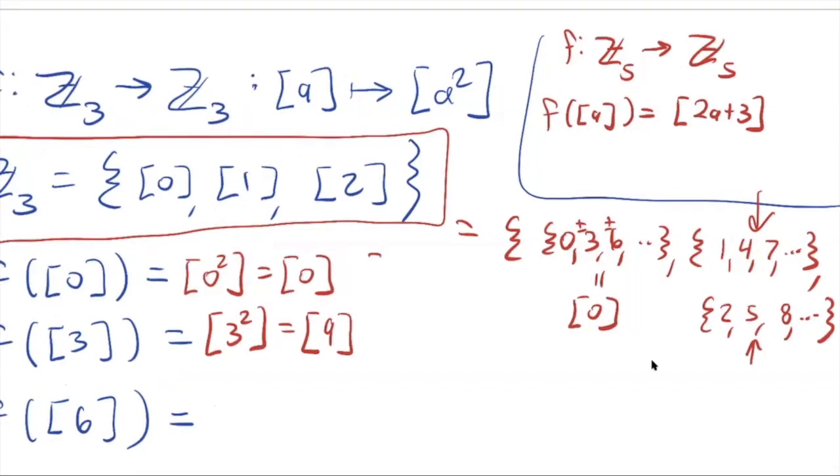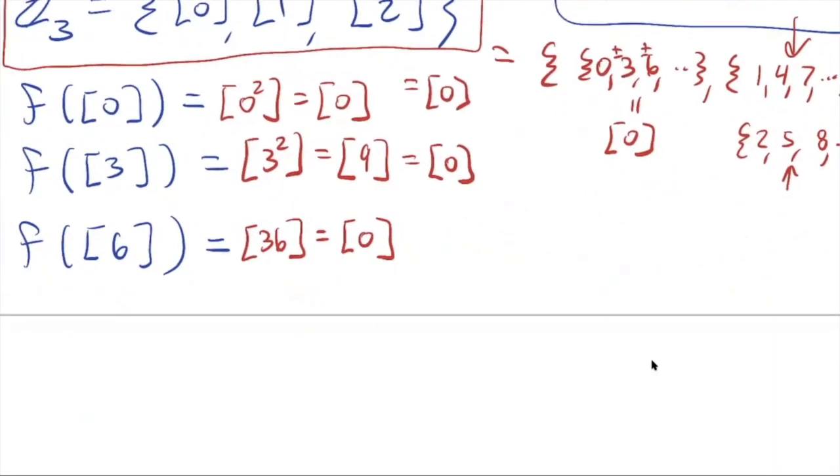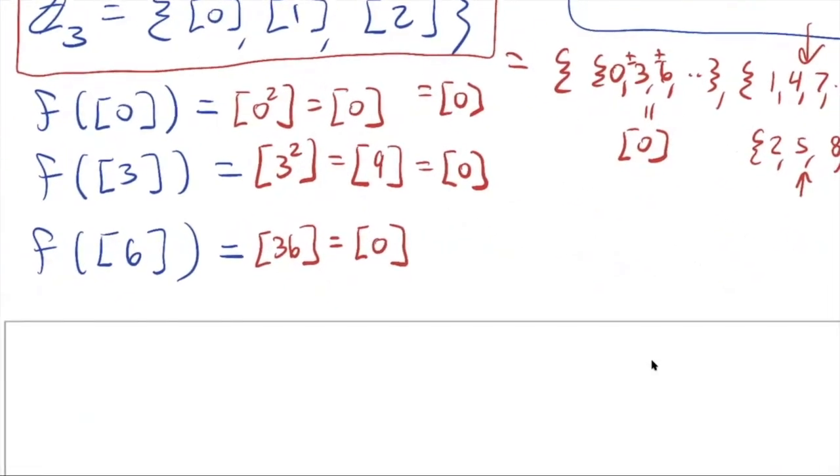So here we see that 0 maps to the 0 equivalence class. This maps to the 0 equivalence class. This technically goes to 36, but 36 is divisible by 3, so that also is in the equivalence class 0. So that's the idea there about how this works.